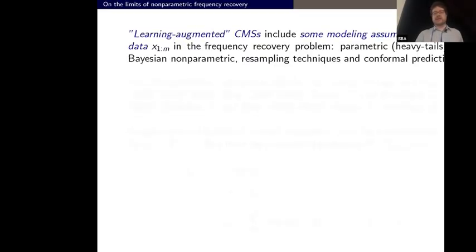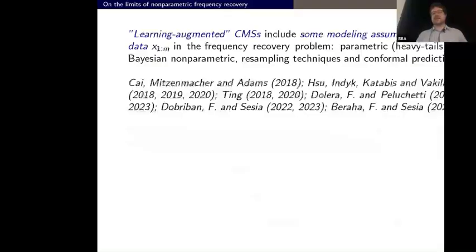This terminology has been coined recently: learning-augmented means that I assume a model for my data. Here are some references. Typically the approaches are parametric, so I fix a distribution, or Bayesian non-parametric, or resampling techniques such as the bootstrap. And recently quite popular is conformal prediction, which is very close to the count-min sketch because I'm assuming just a form of symmetry on my observations, no modeling assumption, and we can get non-asymptotic confidence intervals with valid coverage.